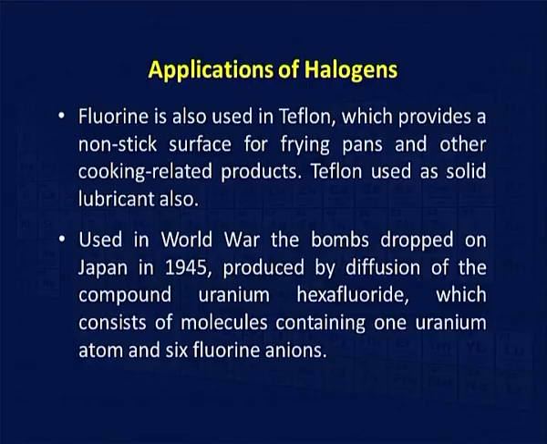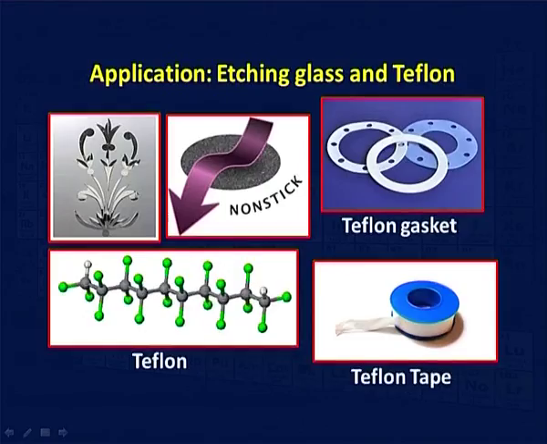The bombs dropped on Japan in 1945 were produced by diffusion of the compound uranium hexafluoride, UF6, which consists of molecules containing one uranium atom and 6 fluorine atoms. This is the way the etching of glass is done. It is the non-stick cookware which has been prepared using Teflon. It is the structure of Teflon. This Teflon is being used as a gasket, the Teflon tape. So, these are certain applications of fluorine.